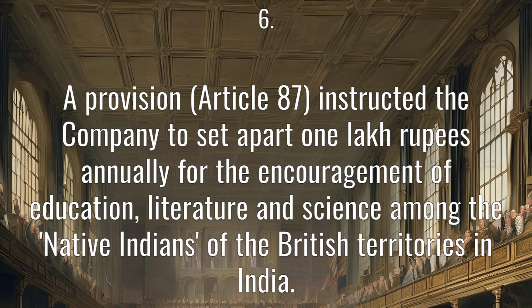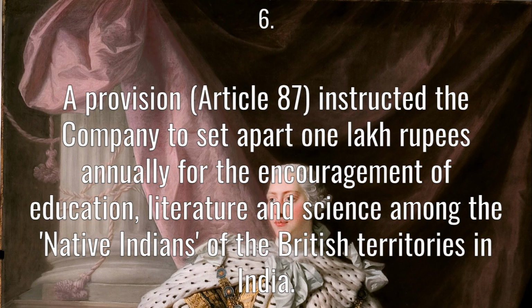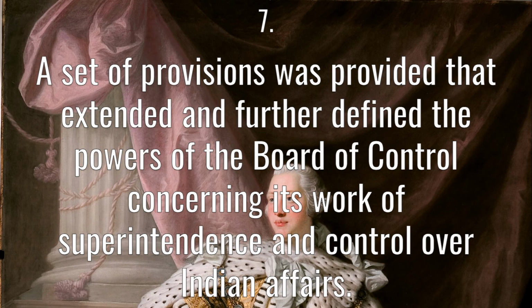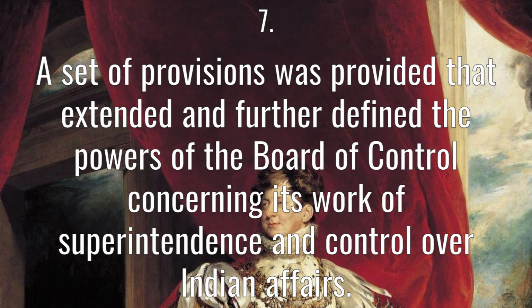6. A provision, Article 87, instructed the company to set apart 1 lakh rupees annually to encourage education, literature and science among the native Indians of the British territories in India. 7. A set of provisions was provided that extended and further defined the powers of the Board of Control concerning its work of superintendence and control over Indian affairs.